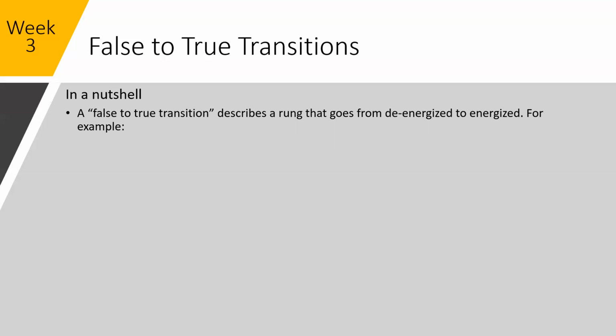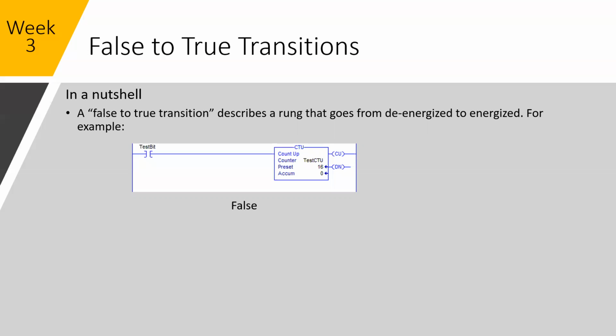A false to true transition describes a rung that goes from a de-energized state to an energized state. For example, our test bit we just saw. So when the test bit is off or false, then the output, which in this case is the counter, is false. When the test bit becomes true or is turned on, then the counter will accumulate. So if this output were actually one of the OTEs from last week, it would just then turn from false to true instead of performing a function.